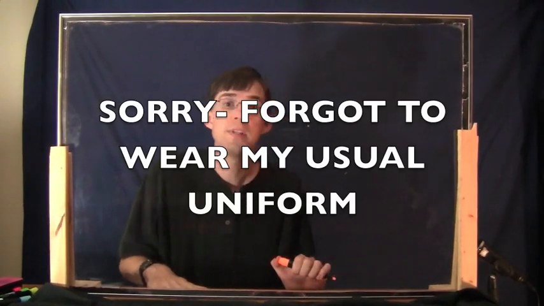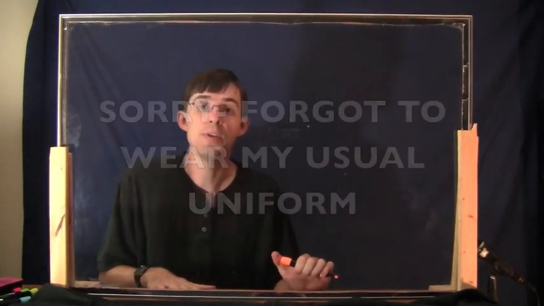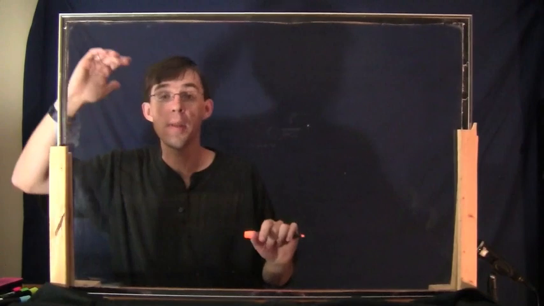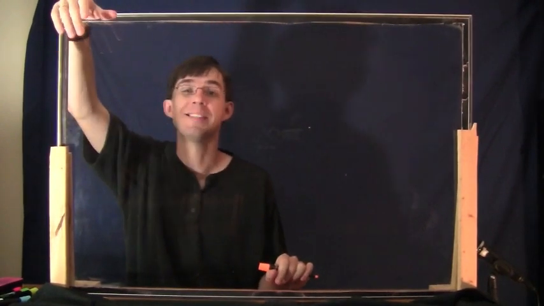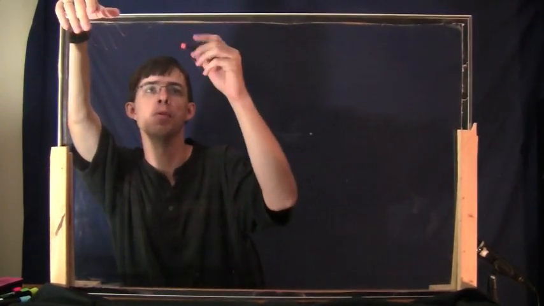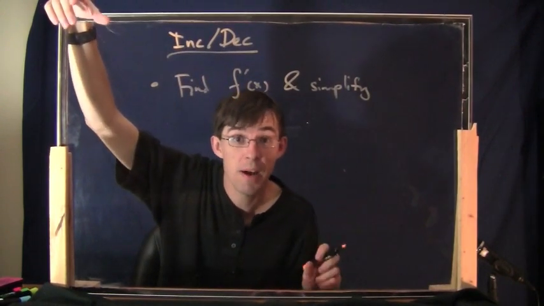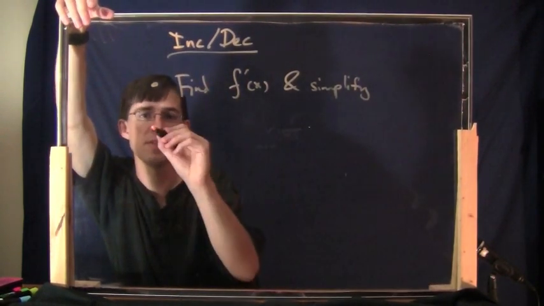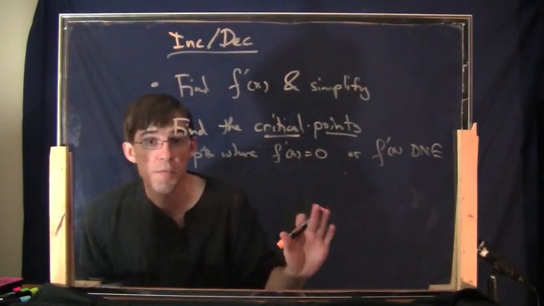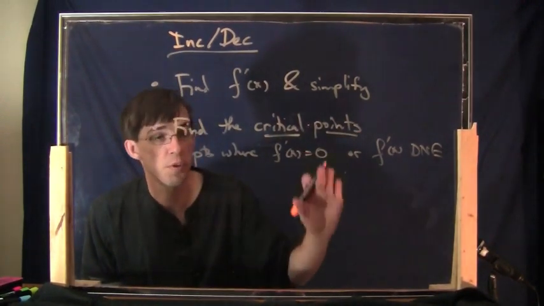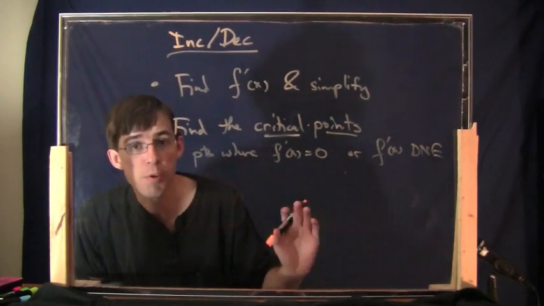All right, I want to do some more examples with this increasing, decreasing thing. First of all, let me remind you of the steps that we go through. First step is find the derivative and simplify the formula as much as possible. Okay, the second step, this is a little different from the way that I said it before. This little terminology here: find the critical points.